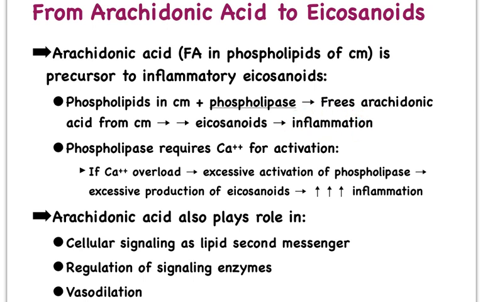Lots of inflammation, obviously. Now, arachidonic acid has many functions. Again, because it's a fatty acid, it can very easily slip through the phospholipid bilayer and function as a second messenger, or basically a signaling molecule. It can regulate other signaling molecules and signaling enzymes, and it can itself cause vasodilation as well. We'll take a look at a diagram now to put this all in a better perspective.